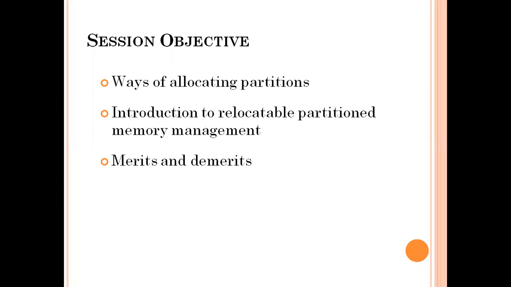In today's class, we'll be discussing the different ways of allocating partitions. In partition memory management, the entire memory is divided into a number of partitions and several jobs have to be loaded into the memory. Then, for which job, which partition is suitable? So which partition can be allocated to which job? These things we are going to discuss in today's class.